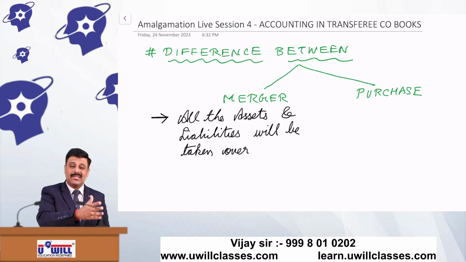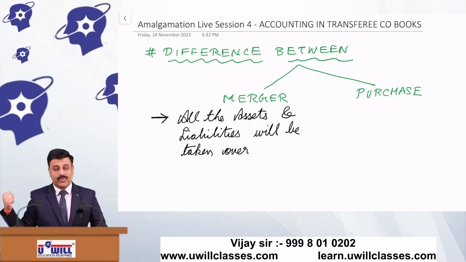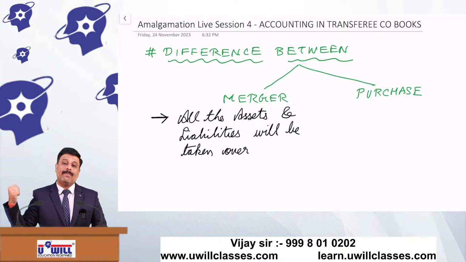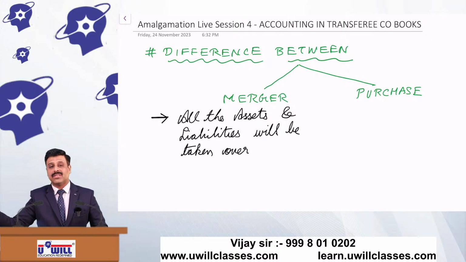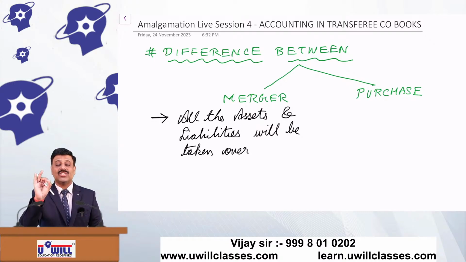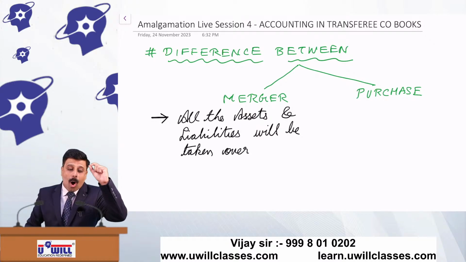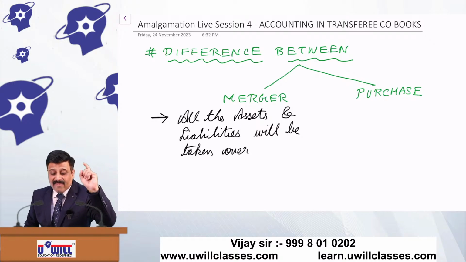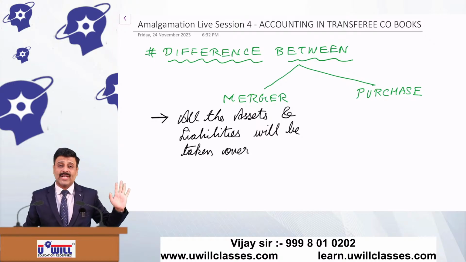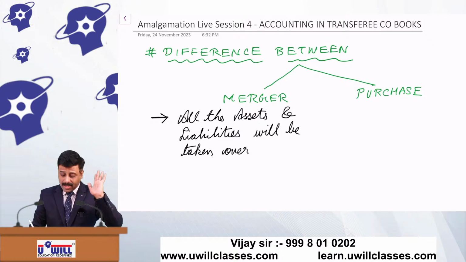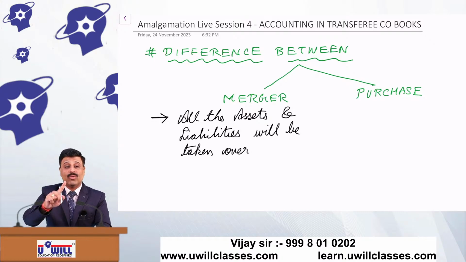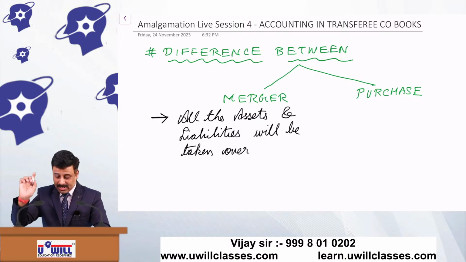Even if a single liability is not taken over, it becomes purchase. So suppose there are creditors and the buying company, the transferee company, doesn't agree to make the payment to those creditors. Those creditors are not taken over. Then again, instead of merger, it becomes purchase. So just remember this left side, merger. If any single condition of merger is not fulfilled, it will become purchase. So what is the first condition of merger? Each and every asset and liability of the transferor company must be taken over by the transferee company. Even if a single asset is not taken over, it becomes purchase. Even if a single liability is not taken over, it becomes purchase.